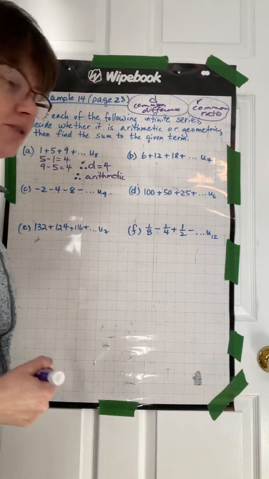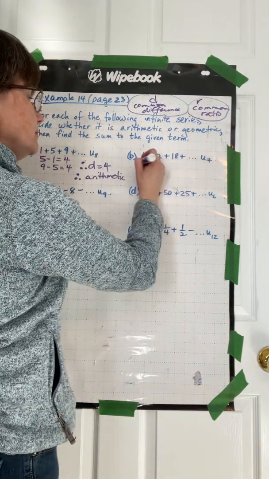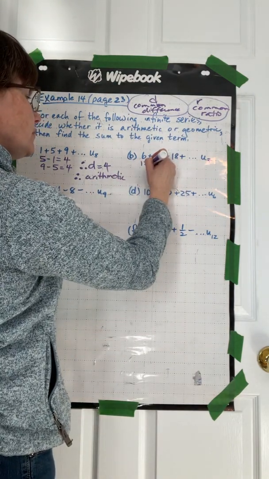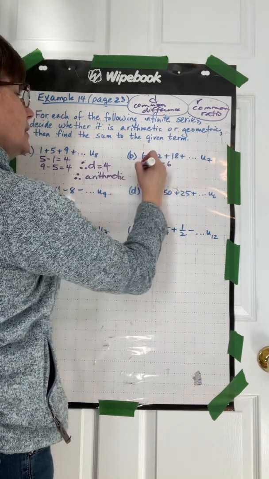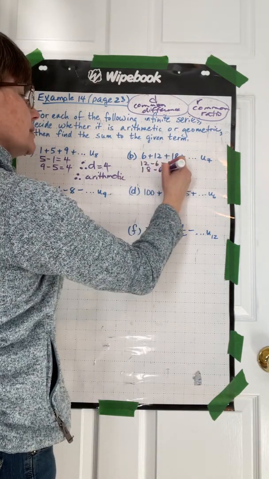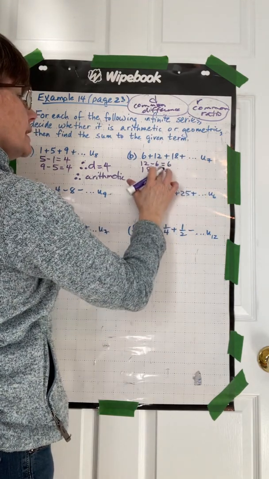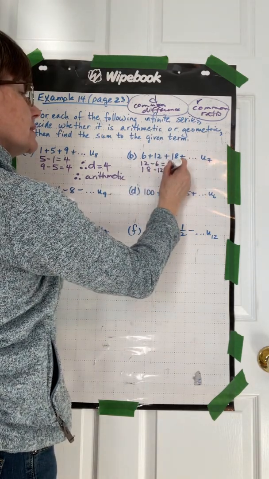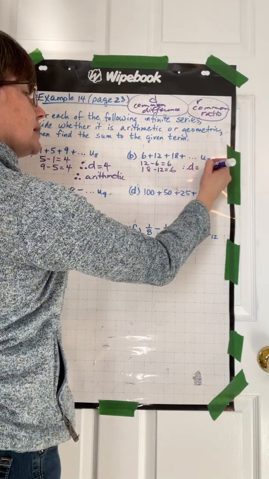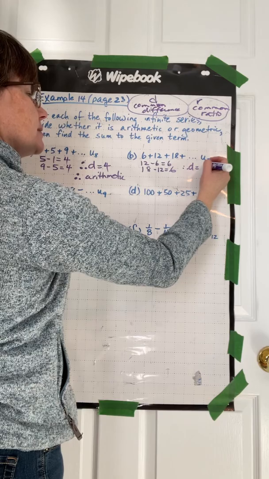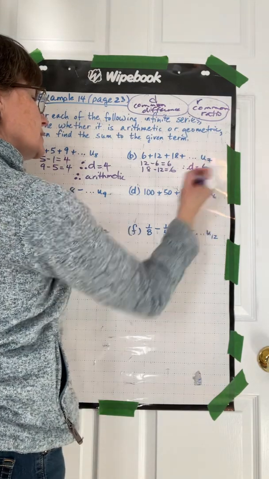All right, let's do the same thing over here with number B. 12 subtract 6 is 6. 18 subtract 12 is 6. Yes, this is arithmetic with a common difference of 6.